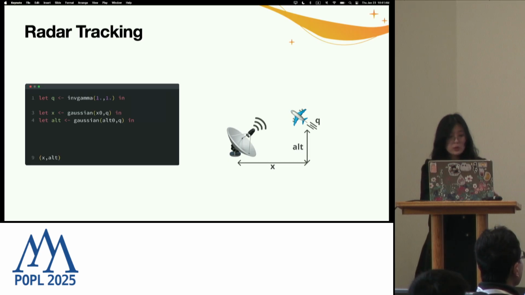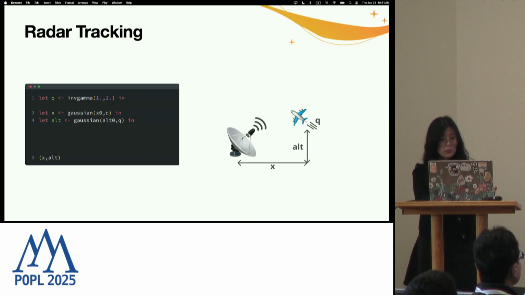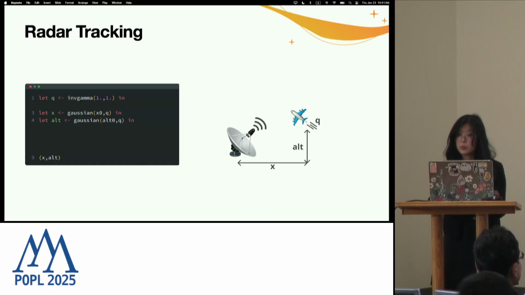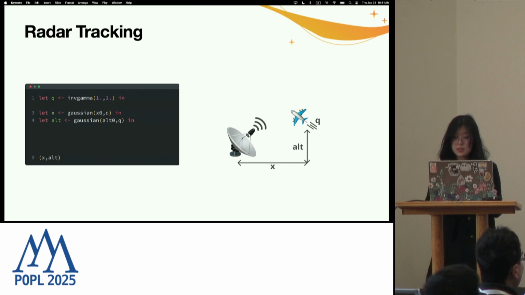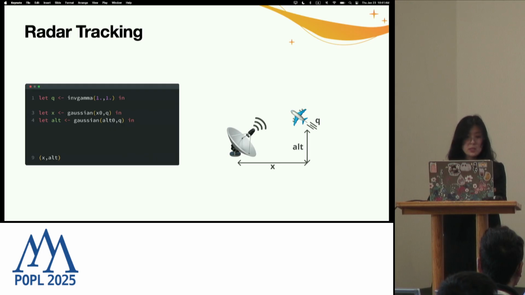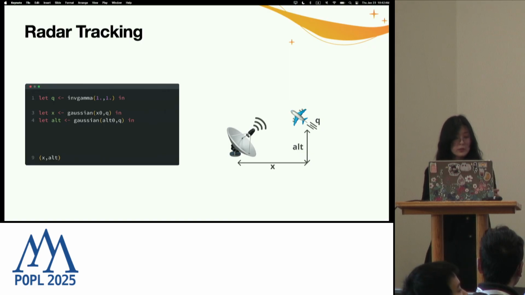So first, since we want to model the distance and altitude, we instantiate random variables drawn from probability distributions. For example, here we have the variable x representing the distance being drawn from a Gaussian distribution, and its mean is the previous distance value. Here we write that as x0. And the variance is another random variable q, which is itself drawn from an inverse gamma distribution. Since we want to know the values of x and alt, we return that as the final expression in a tuple.